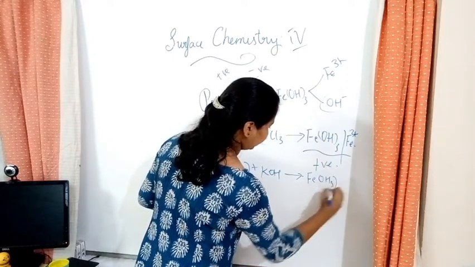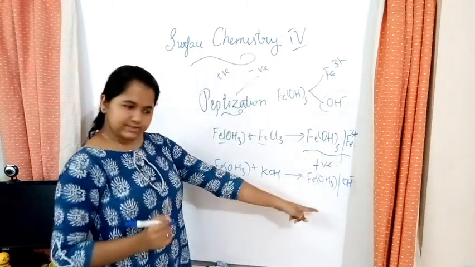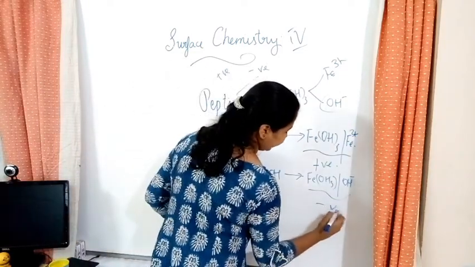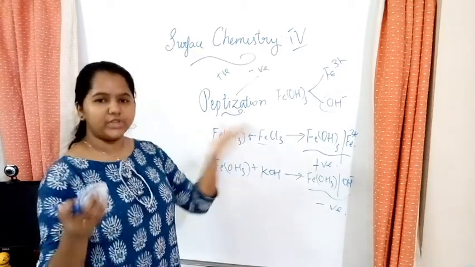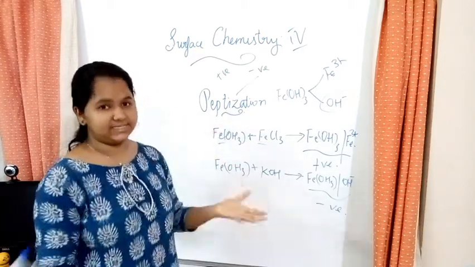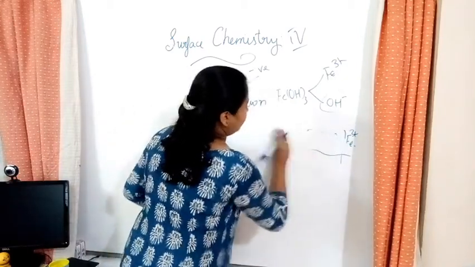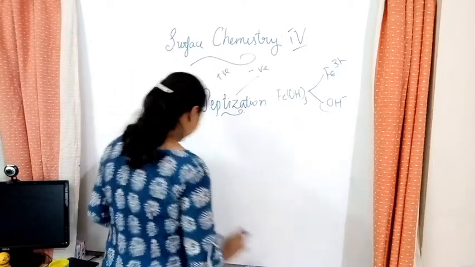Fe(OH)3 with OH minus, isn't it? So what is this kind of colloid? This is a negative colloid. Now I'll show the representation and I'll show you why this compound disintegrates. So let's see. We are taking the same molecule, that's why I'm not rubbing this. So let's see about it.